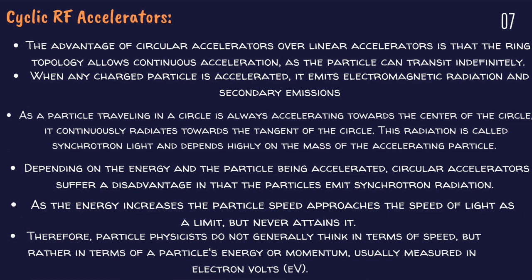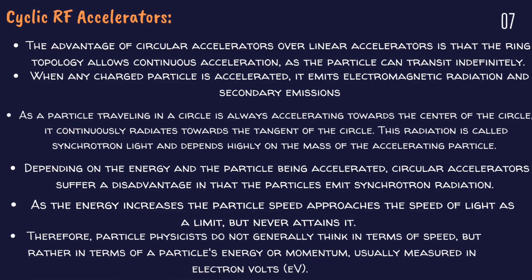But now we will see about RF accelerators. Cyclic RF accelerators. The advantage of circular accelerators over linear accelerators is that the ring topologically allows continuous acceleration as the particle can transit indefinitely. When any charged particle is accelerated, it emits electromagnetic radiation and secondary emissions.